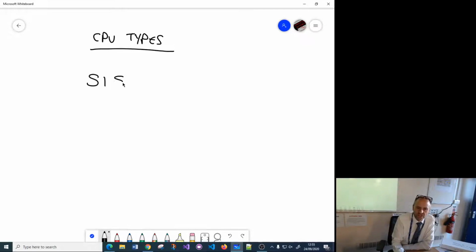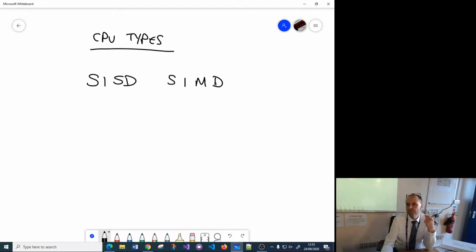Single instruction, single data stream. That's a standard CPU. Okay, so one instruction operates on one piece of data. Then you've got single instruction, multiple data. That's what a graphics card does, because it's working with things like matrices. So you have one instruction where you say, multiply one matrix by another. Bang. Obviously it requires dedicated complex logic to do that.